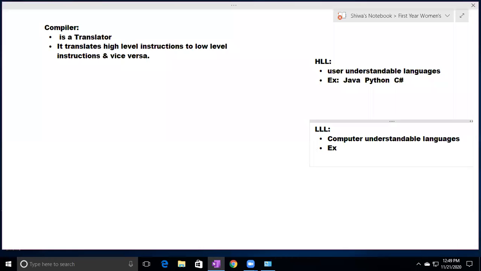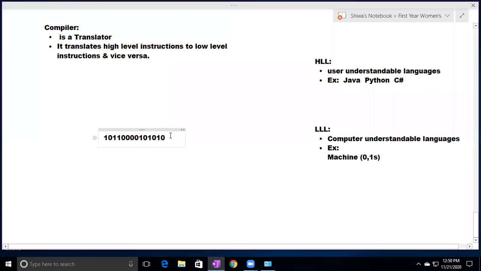machine language is there. Machine language means we write the code in the form of zeros and ones. Means binary language. Code will be like this: 1011000010101011. Binary language. So this is machine understandable language. We cannot understand this. This is computer understandable language. So our language is high level language, computer language is low level language.